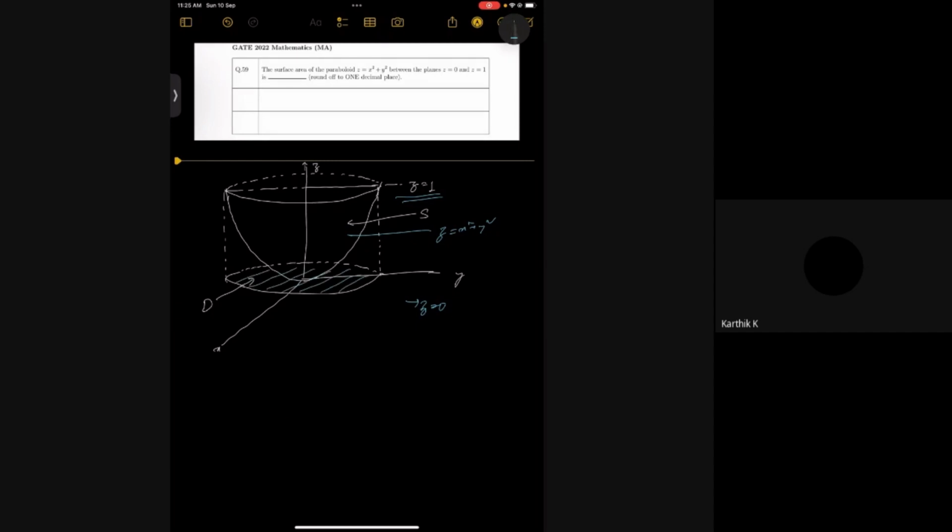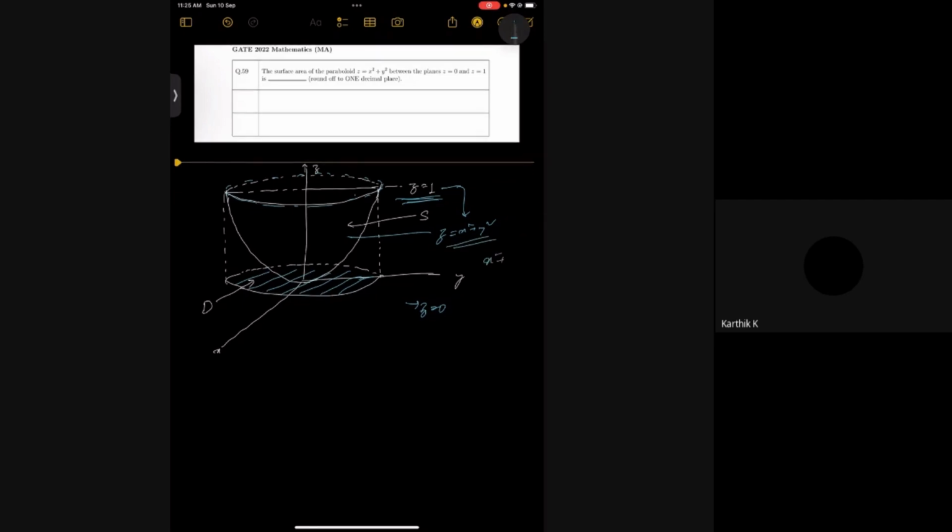You get a disk, and the disk has radius... if you check, you'll find that the disk is nothing but a projection of this part of the paraboloid, right? So that is given by z equal to 1. So substitute it in this expression, z equal to x squared plus y squared. So we'll get x squared plus y squared equal to 1. So this disk has radius 1.